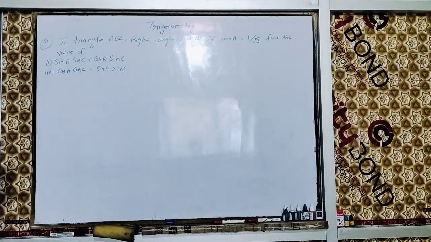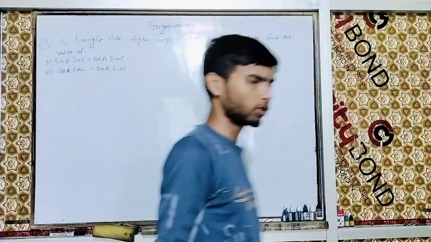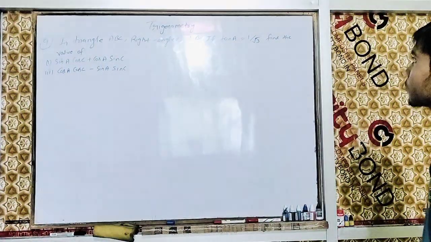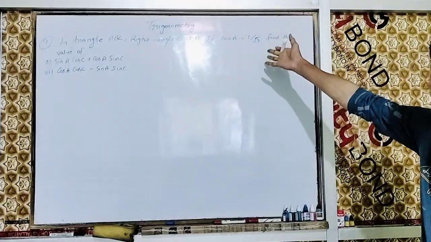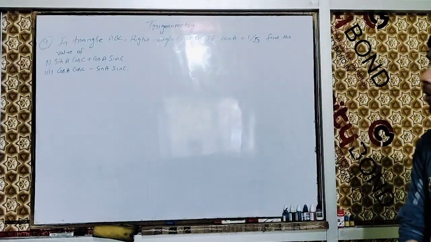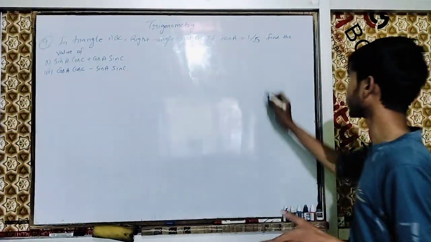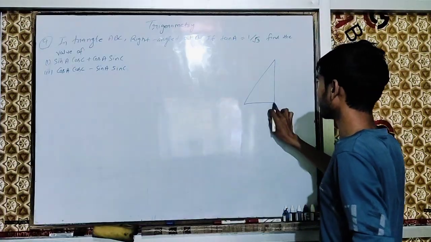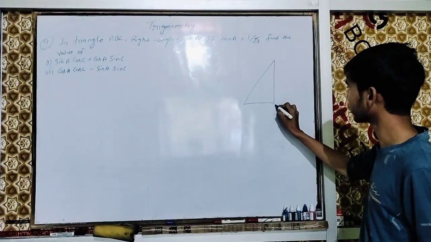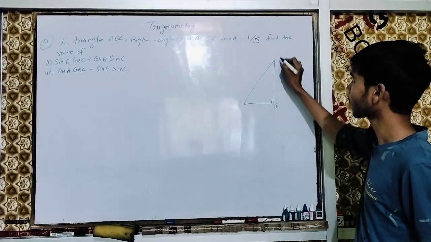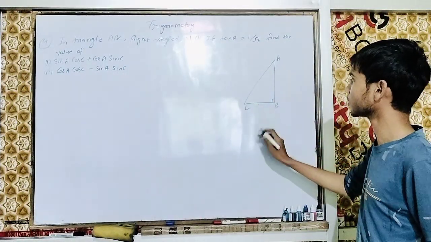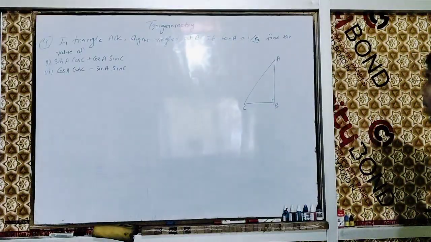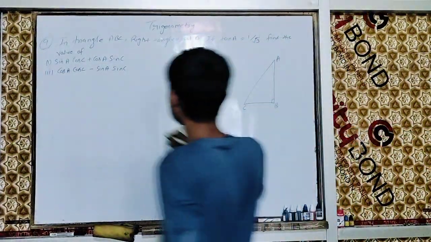Look at this question. In a triangle ABC, the right angle is at B, and the ratio of tan is given as 1 upon root 3. First of all, let's draw the triangle figure. This is the triangle, and the perpendicular is at B. Here we have A and C.